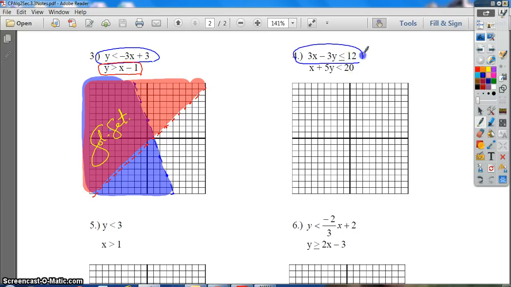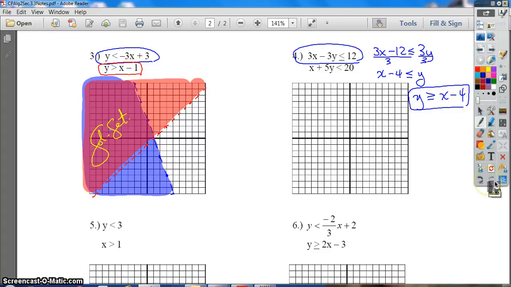Top one, I'm going to solve this for y, so this is 3x minus 12 less than or equal to 3y. So I added the 3y over, I subtracted the 12. And I'm then going to divide everything by 3, so this is x minus 4 is less than or equal to y. Now it's not best practice to graph this with y on the right side, so I'll flip it around. Notice the mouth was eating the y, so I'm going to keep using the mouth eating the y.